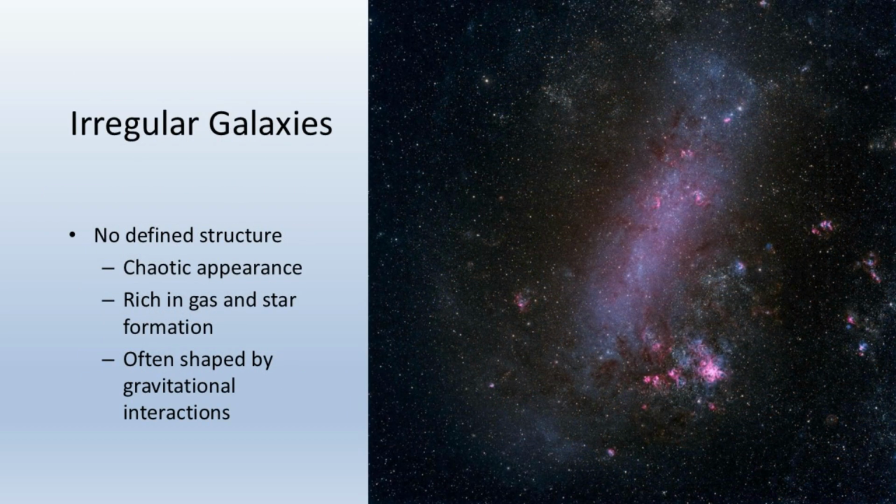What you are looking at here is the Large Magellanic Cloud, a nearby irregular galaxy and a satellite of our Milky Way. Unlike spiral or elliptical galaxies, the Large Magellanic Cloud has no defined structure. There is no central bulge, no organized spiral arms, and no smooth elliptical shape. Instead, we see a patchy, uneven distribution of stars and gas. Those bright regions scattered throughout the galaxy are active star-forming areas, including the famous Tarantula Nebula. Irregular galaxies are often shaped by gravitational interactions, and in this case, tidal forces from the Milky Way have influenced its structure.